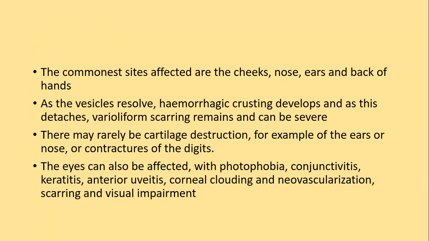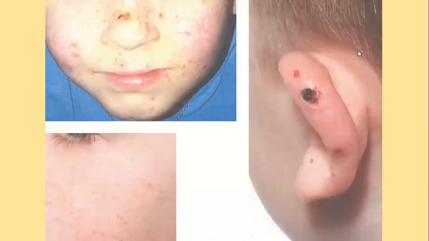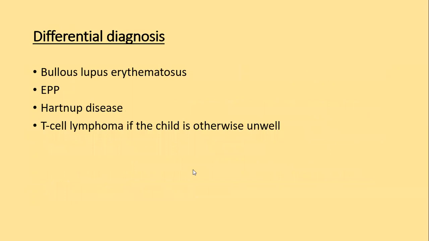As the vesicles resolve, hemorrhagic crusting develops, and as this detaches, varioliform scars remain that can be severe. There may rarely be cartilage destruction, for example of the ear and nose, and contracture of digits. Eyes can be affected with photophobia, conjunctivitis, keratitis, anterior uveitis, corneal clouding, neovascularization, scarring, and visual impairment. So you can see the crusted lesions and scarring in these pictures.